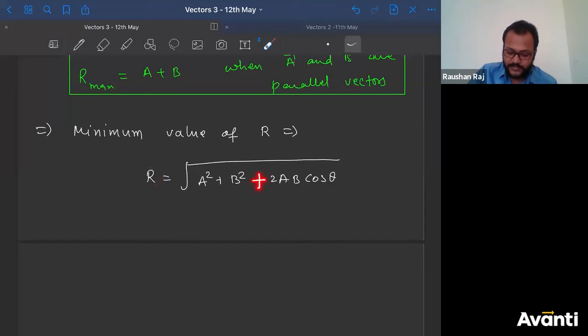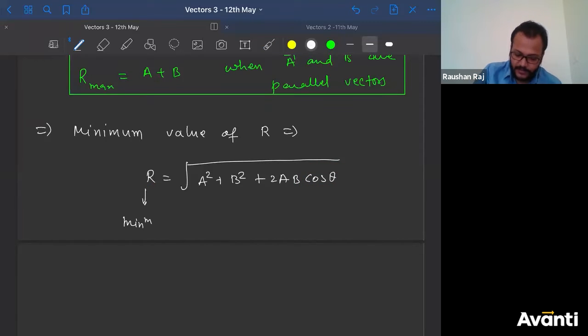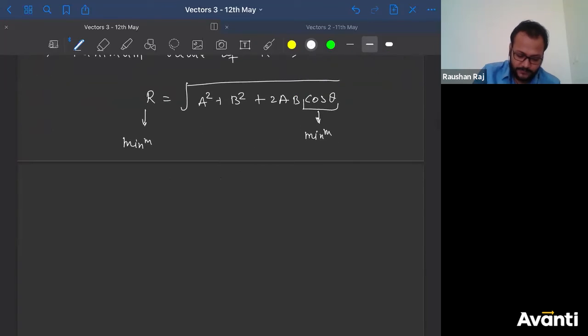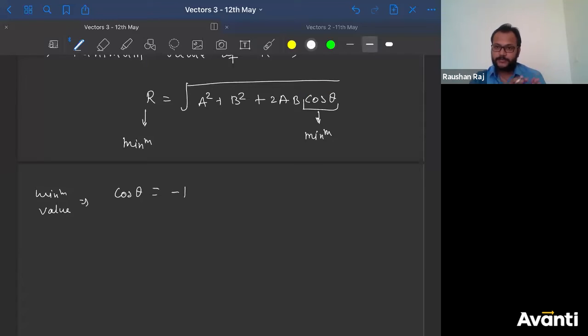Can I say this is a plus sign, this has been used with a positive sign, this is in the numerator. So minimum value of R means cos theta has to be minimum. So when will this R be minimum? When cos theta will be minimum. Very good. So what is the minimum value of cos theta? That is -1, right? +1 was the maximum value, -1 is the minimum value.